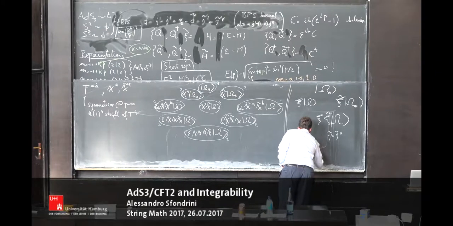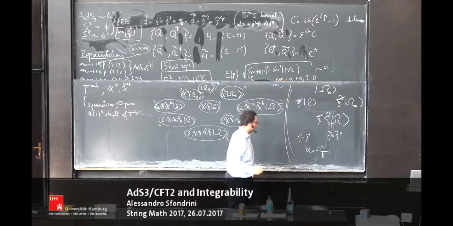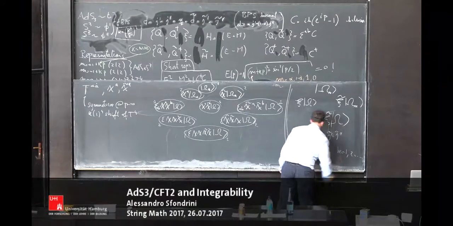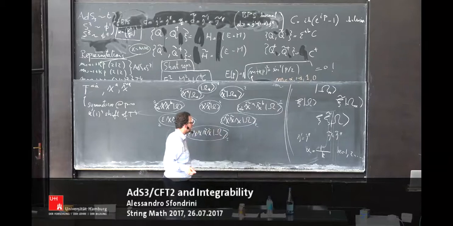And they work when alpha is written in terms of some levels as 1 over an integer. So these are not really all the 1 over k, where k is equal to 1, 2, etc. So these are not all the values of alpha that you can hope for, but still it's better than nothing.